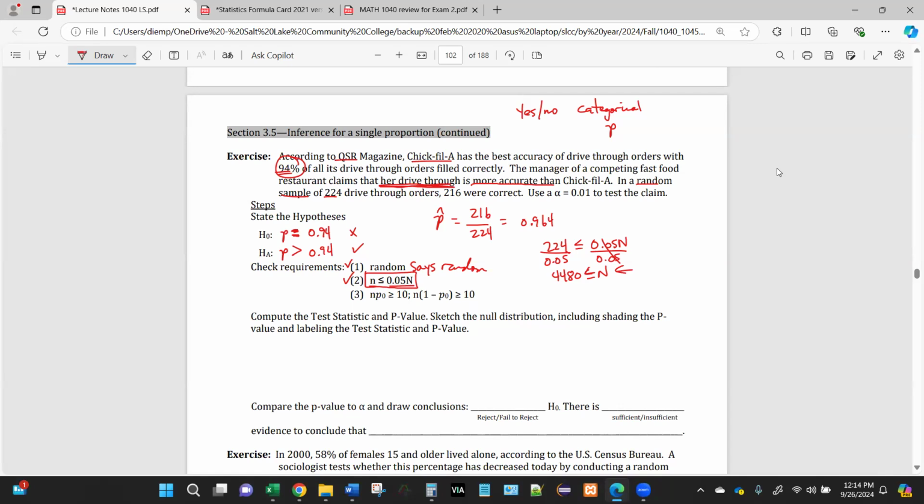Does that make sense? Yeah, gotcha. 0.01 would be more restrictive for us, right? But it's just not necessary for this.